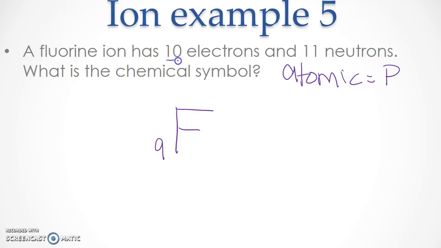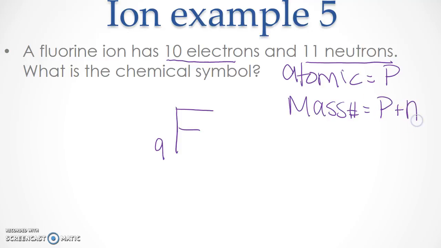We read the problem, it tells us we have 10 electrons and 11 neutrons. Well, we know the mass number is equal to the two particles that contain a mass, so our protons and our neutrons. Remember, we're not including electrons in the mass because they have a mass of 0 AMU. So we're going to take 9 for our protons and add that to our 11 neutrons, giving us a total mass number of 20.